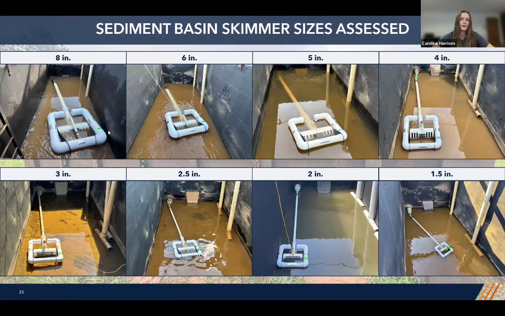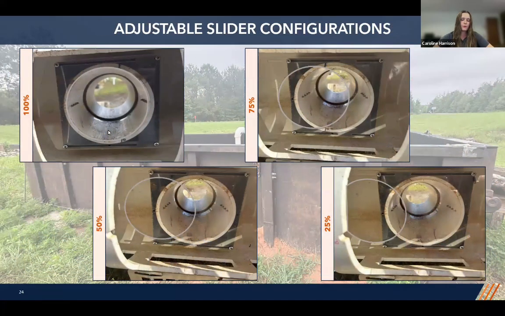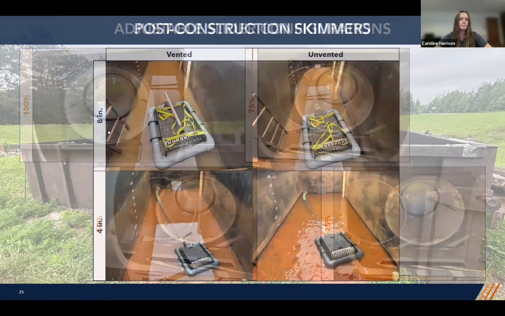Each of these skimmers was made using Schedule 40 PVC pipe, and each of these skimmers has a circular orifice. So what we were evaluating for these sediment basin skimmers was the application of an adjustable slider. 4 slider configurations were tested on the 5 largest skimmers: 100%, 75%, 50%, and 25%. For the 3 smallest skimmers, that 25% configuration was omitted just due to those skimmers' small size. It was deemed that it wouldn't really have any meaningful application.